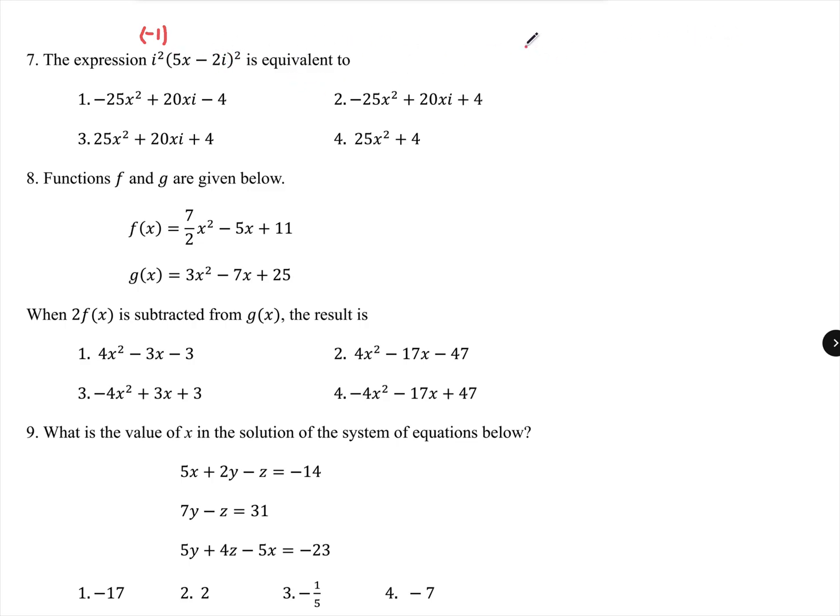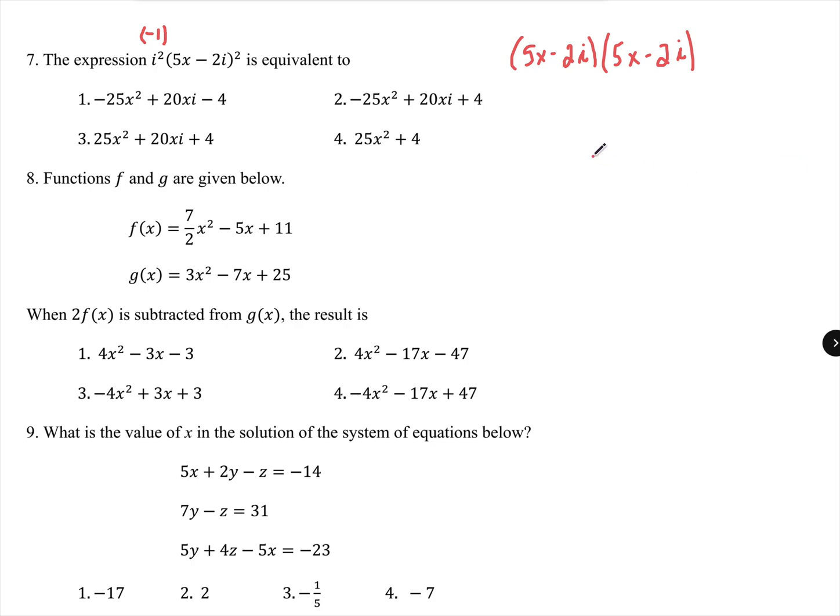This right here, I want to make sure I multiply 5x minus 2i, not just squaring these, but making sure I'm multiplying 5x minus 2i two times. That's your hint. Try it on your own.